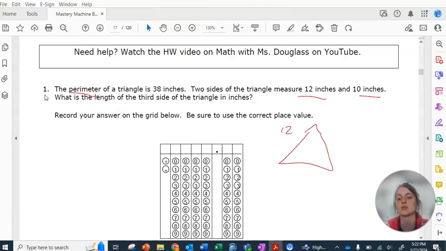So you've got a triangle, one side's 12, one side's 10, one side we don't know, but we do know what the perimeter is. I don't care so much about you writing your answer here, just find your answer and then circle it somewhere on the page.